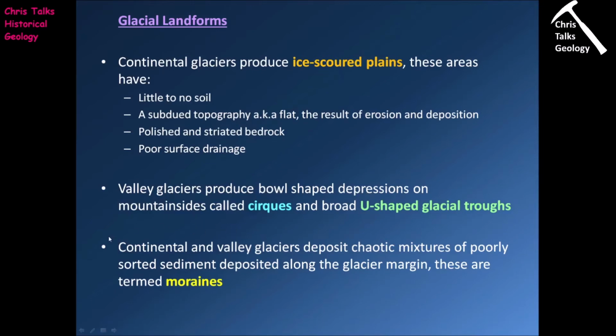So we can also see that glaciers will deposit large amounts of sediment. So both continental glaciers, ice caps and valley glaciers will deposit large amounts of glacial till. And the vast majority of this glacial till will build up along the margins of the glacier, and it will form something which we refer to as a moraine. So a moraine is a linear body of glacial till that's built up along the glacier's edge.